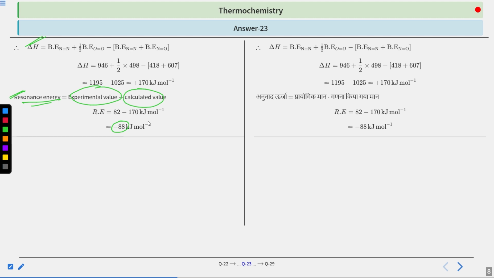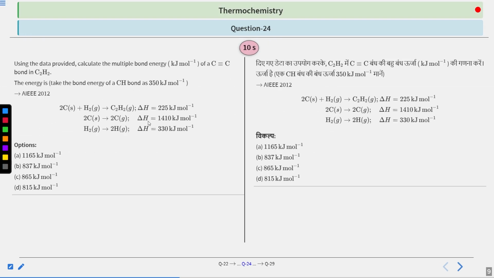Because resonance stabilizes the overall system by delocalization of charges, and that delocalization of charge lowers the energy of the compound, which is released by the system. Hence that energy release is written with a negative sign. Clear to you? Now moving on to the next question.